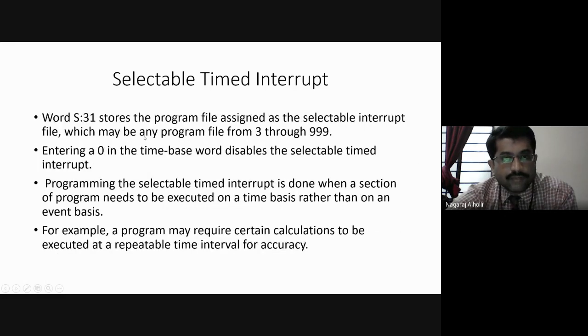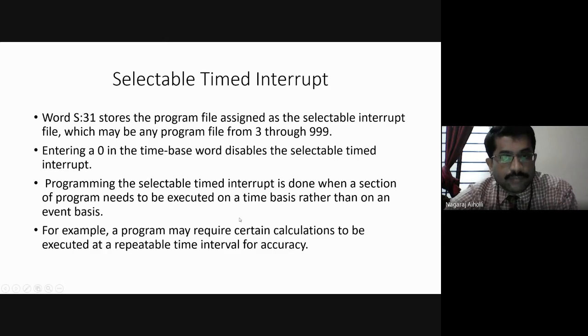Then S:31 stores the subroutine file, which determines which interrupt subroutine, the small program for providing the service to the interrupt, should be executed. It is stored in this S:31.